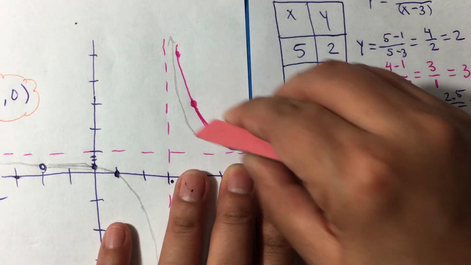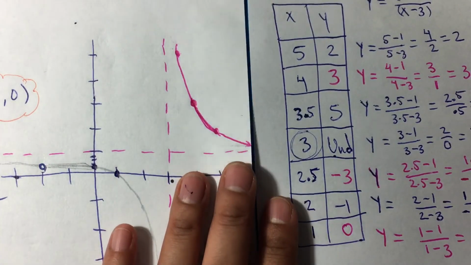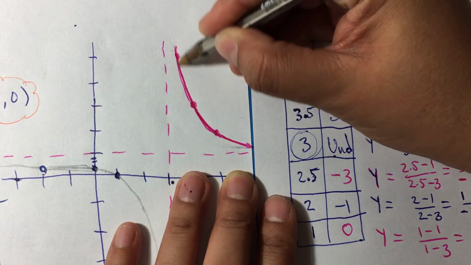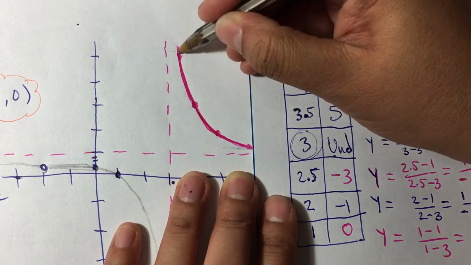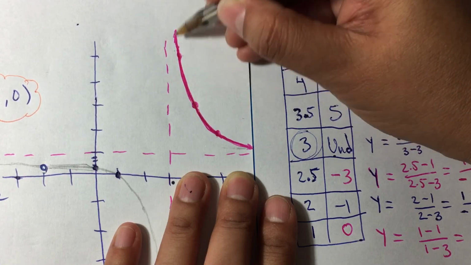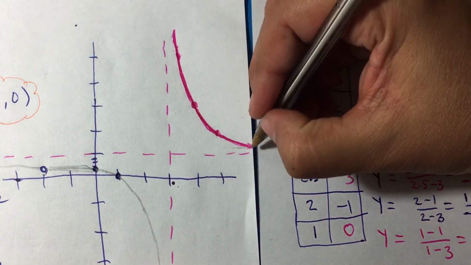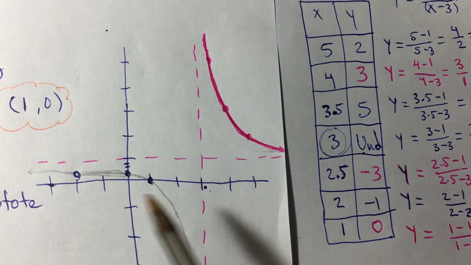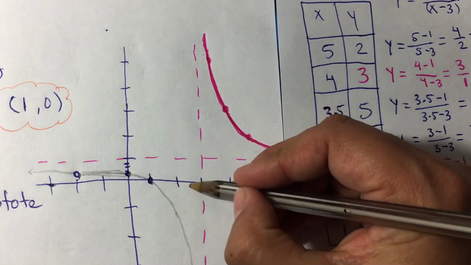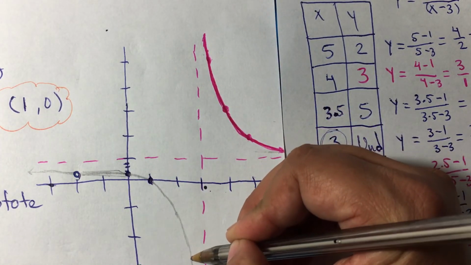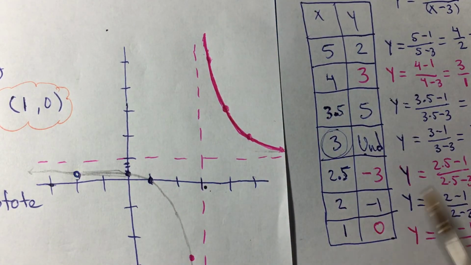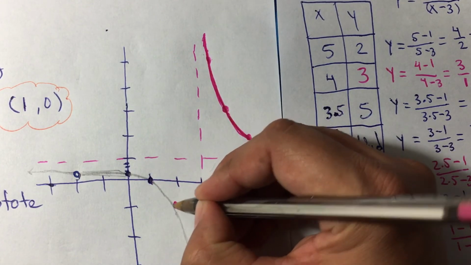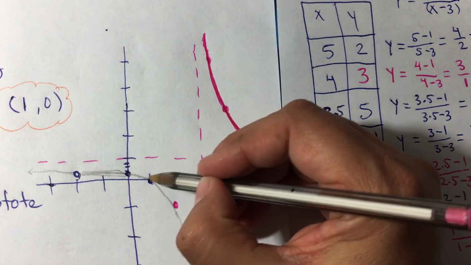So let's erase that part. And you can make it nicer by going over those lines. Again, it just means that this will never cross the asymptotes. That's why those asymptotes are right there. Okay, on the other side, you have 2.5, negative 3. So 2.5, negative 3 will be negative 1, negative 2, negative 3. The other one is 2, negative 1, almost, and 1, 0. 1, 0 is right there.